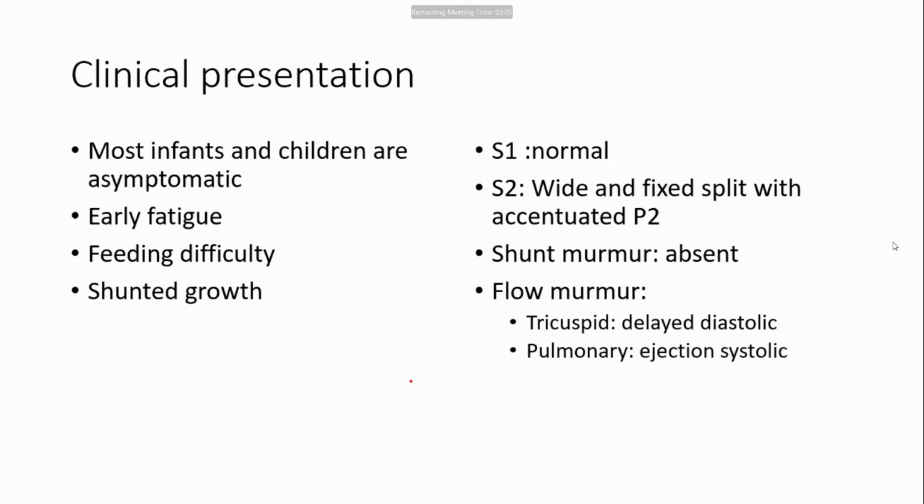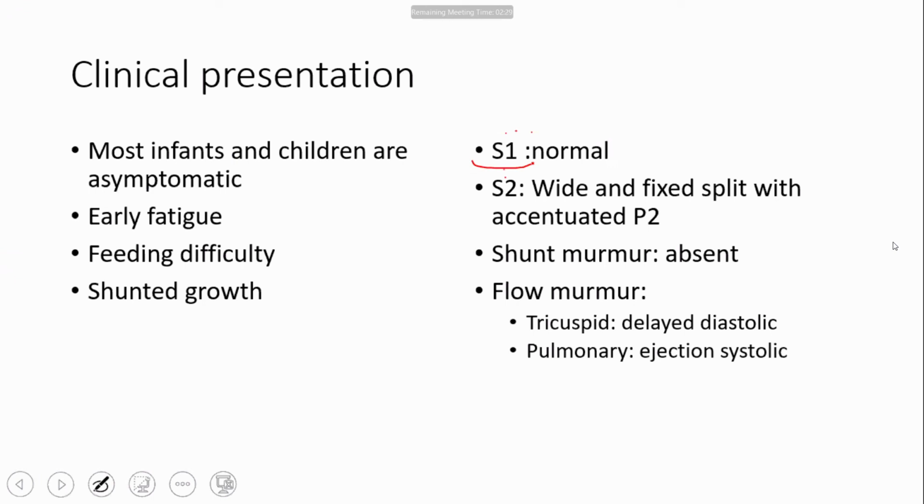Now, what happens clinically? Clinically, you have to know about the first heart sound, second heart sound, shunt murmur, and flow murmur. So what will happen to the first heart sound? First heart sound is usually normal. Can anyone tell me what forms the first heart sound? Closure of the atrioventricular valves, so the mitral valve and tricuspid valve close. So S1 will be normal because blood flow through the mitral and tricuspid valves is okay.